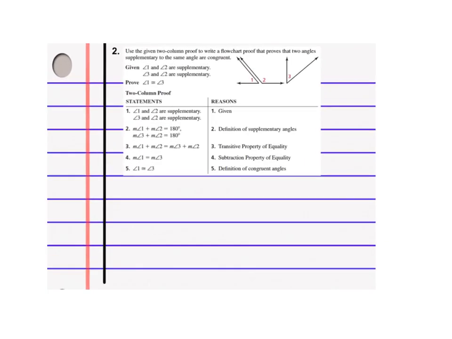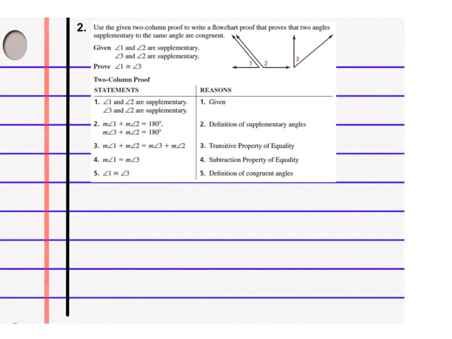All right, here is example 2. So we're going to do the same thing. We're going to use the given 2-column proof to write a flowchart proof that proves that 2 angles supplementary to the same angle are congruent. So let's write down the given part and the proof part, and then we'll just do the flowchart proof for this one. So given, angle 1 and angle 2 are supplementary. So right here, these two are supplementary. Angle 3 and angle 2 are also supplementary. So prove that angle 1 is congruent to angle 3.